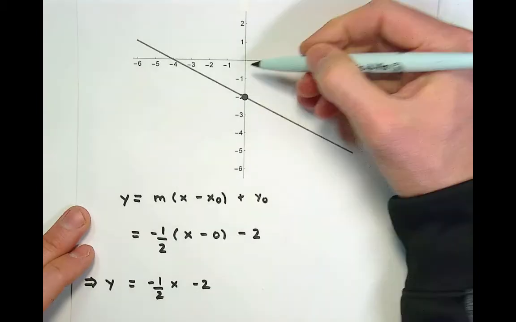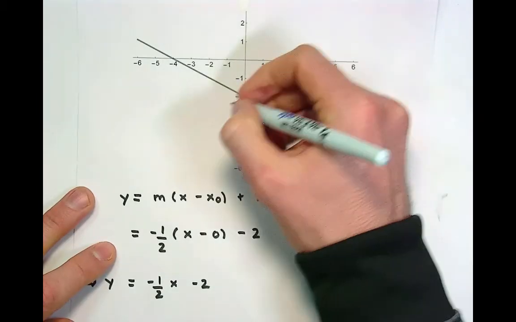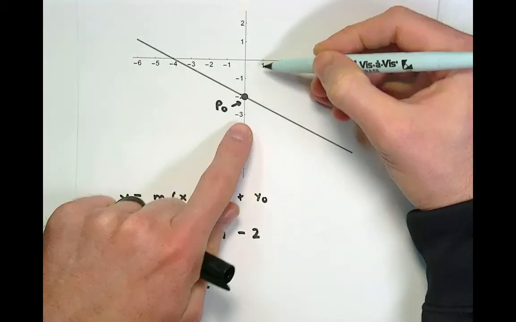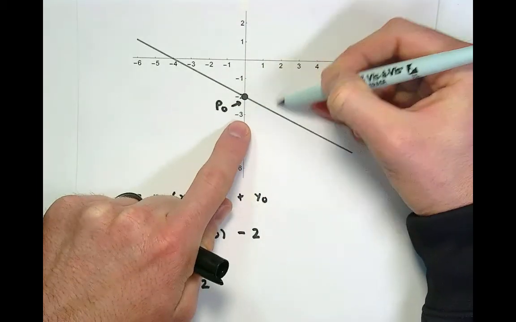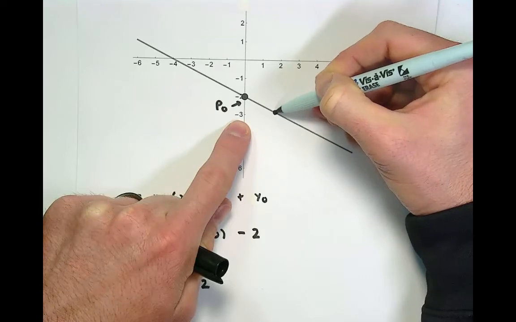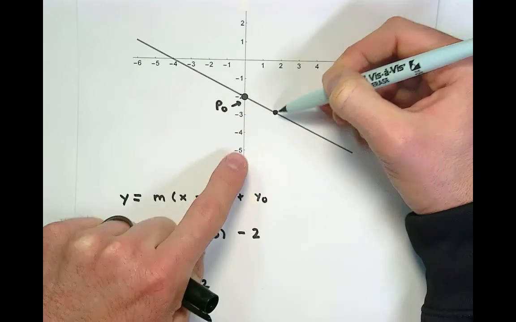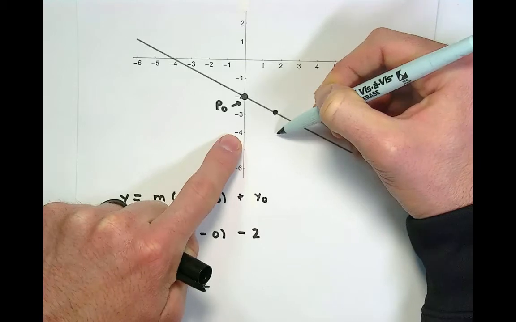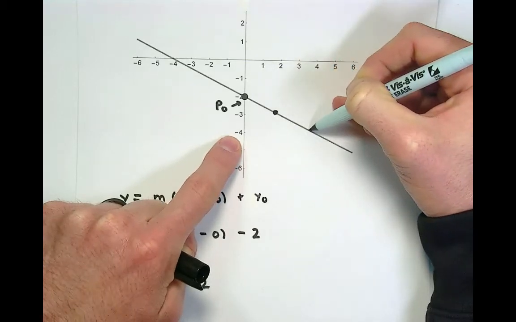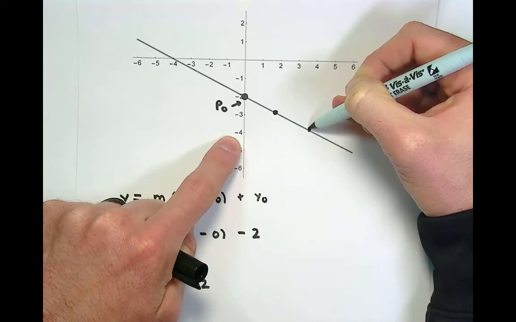And we can see that this holds true. Here we have the point P naught. And then we look as we go down 1 and over 2. And here's my next point on the line, which is at (2, -3). We go down 1 and over 2. We have (4, -4), etc., etc.